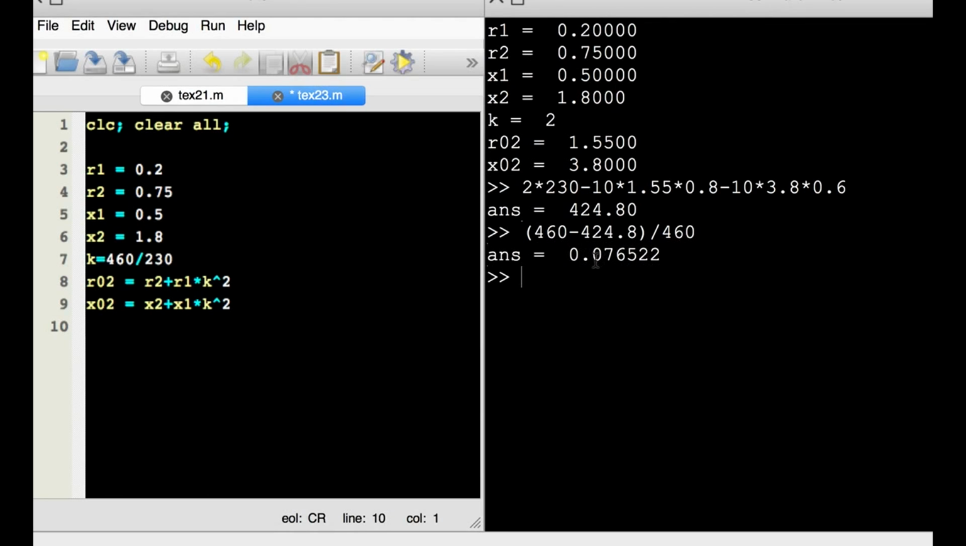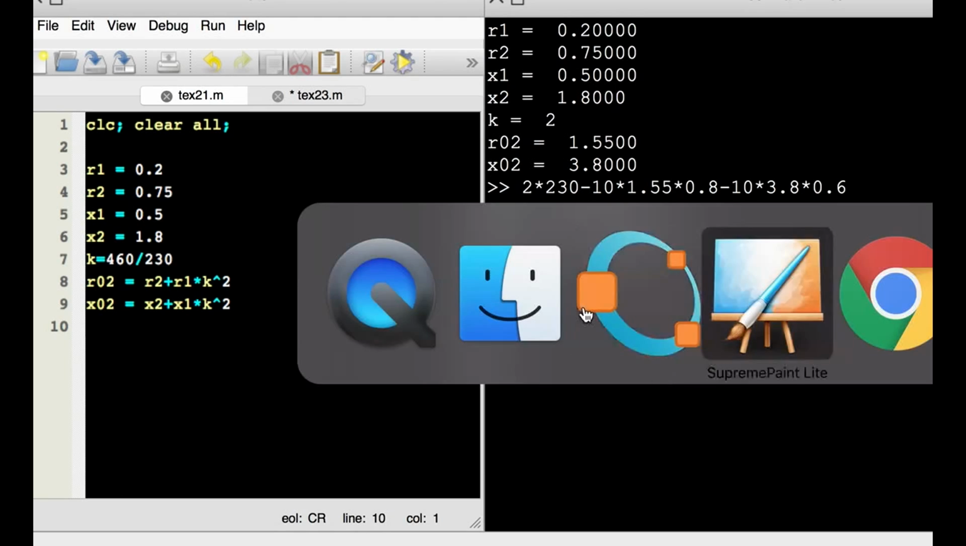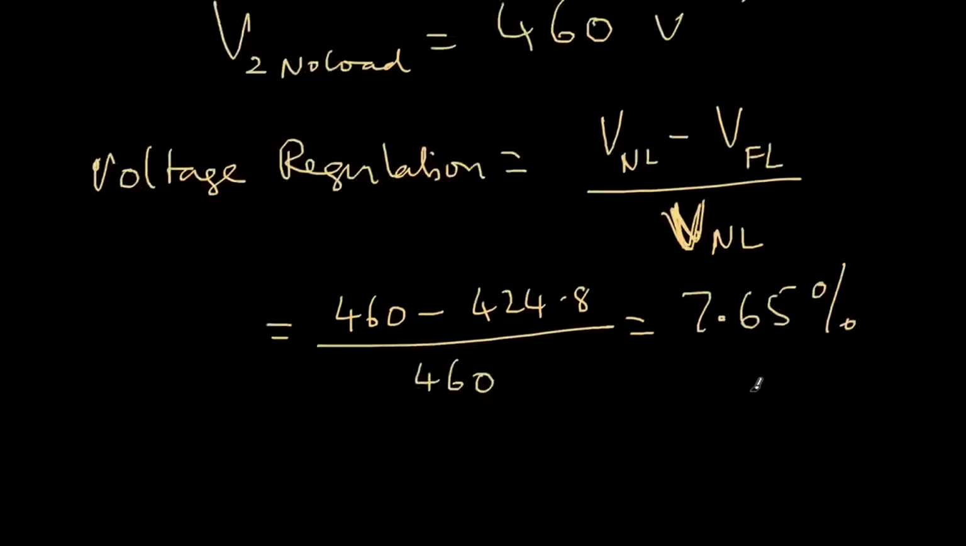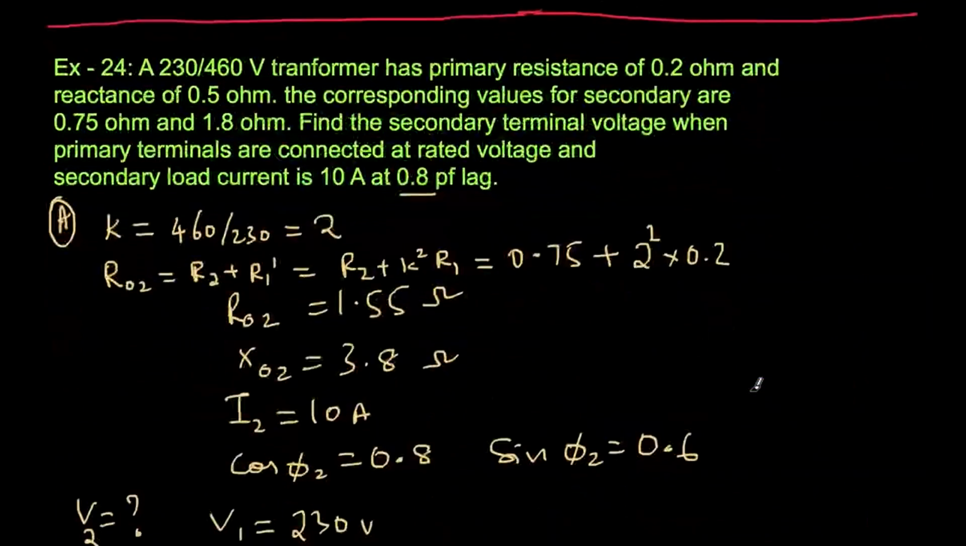If you express it as a percentage, it is 7.65%. So 7.65% is the voltage regulation. Typically we want voltage regulation to be as low as possible, 1%, 0.5% or 0% is good. So with this, I complete this problem.